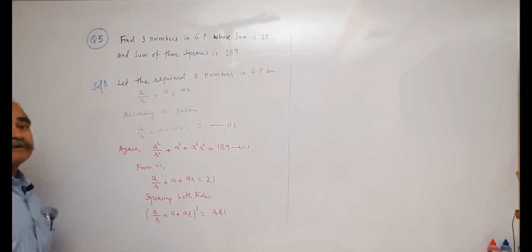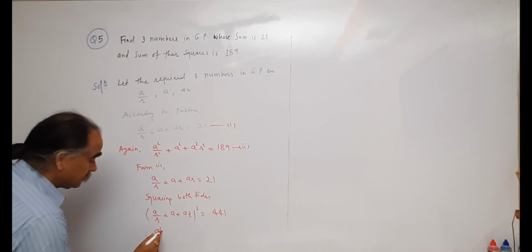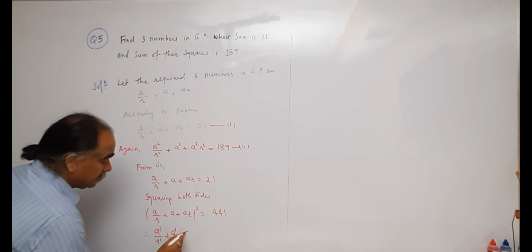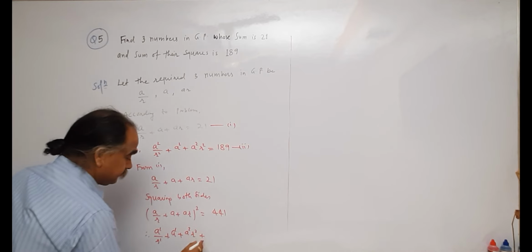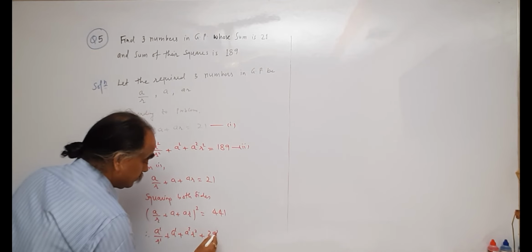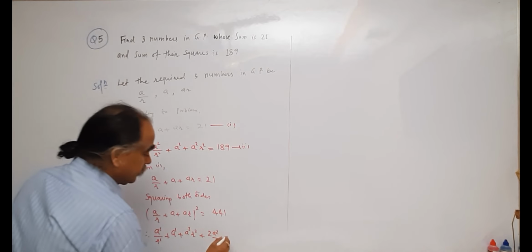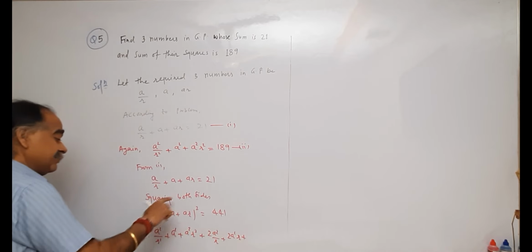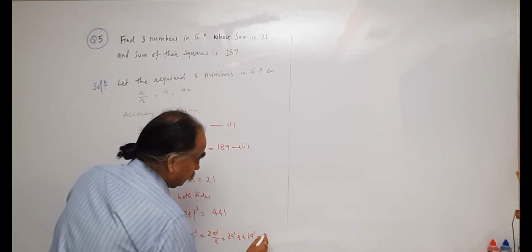Now (A plus B plus C) square will give you A square plus B square plus C square plus 2AB, which is 2A square by R, plus 2BC, which is 2A square R, plus 2AC, which is 2A square, is equal to 441.